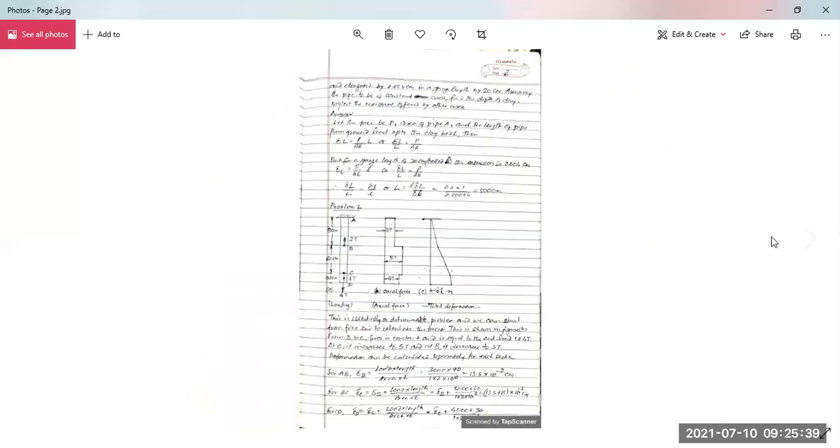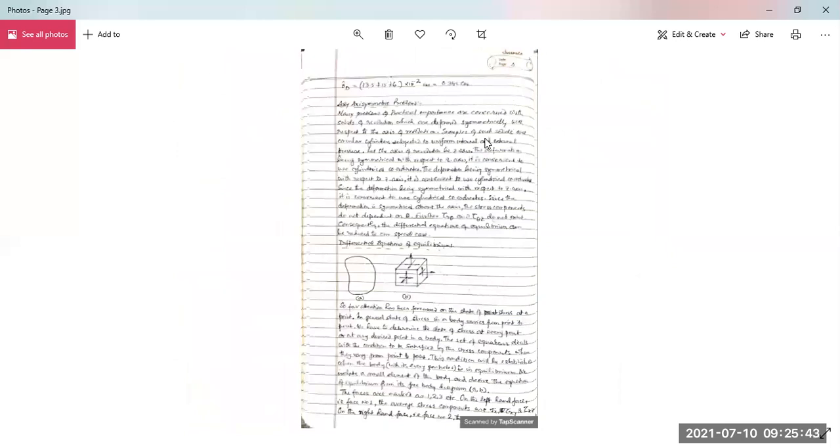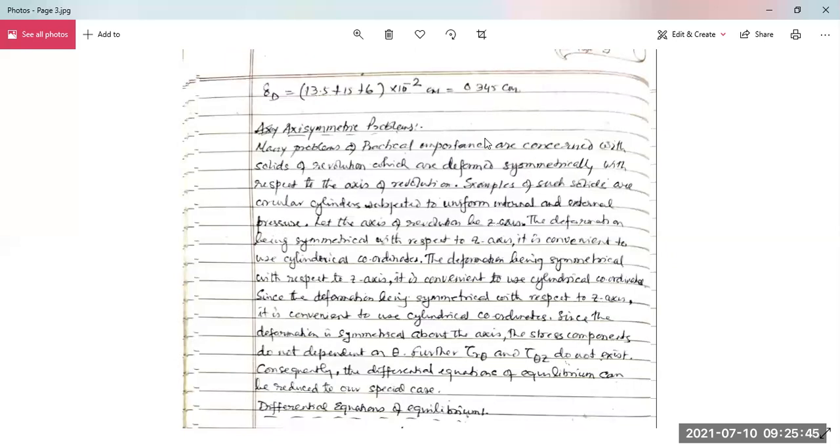Thus delta D is the elongation throughout the length at the end, equal to the addition of all these lengths, which is equal to 0.345 centimeter itself. Well, up to this moment, we have shown a few examples of how we can calculate the uniaxial forces for our practical problem here. Now we will take up the axisymmetric problem itself.